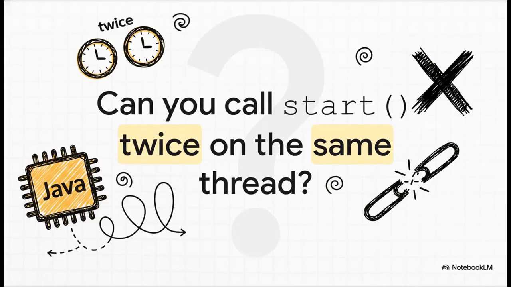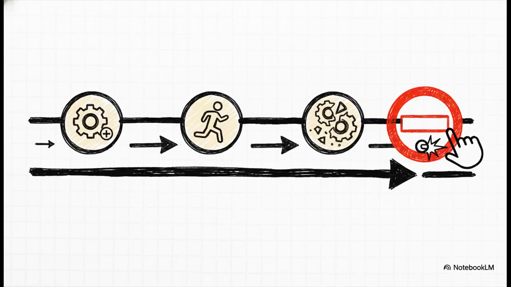All right, here's another quick one they might throw at you. What happens if you try to call start on the same thread object a second time? The answer is a hard no. A thread can only be born once. Once it's started and finishes its job, it's done for good. You can't restart it. If you try, Java will immediately throw an IllegalThreadStateException right in your face.